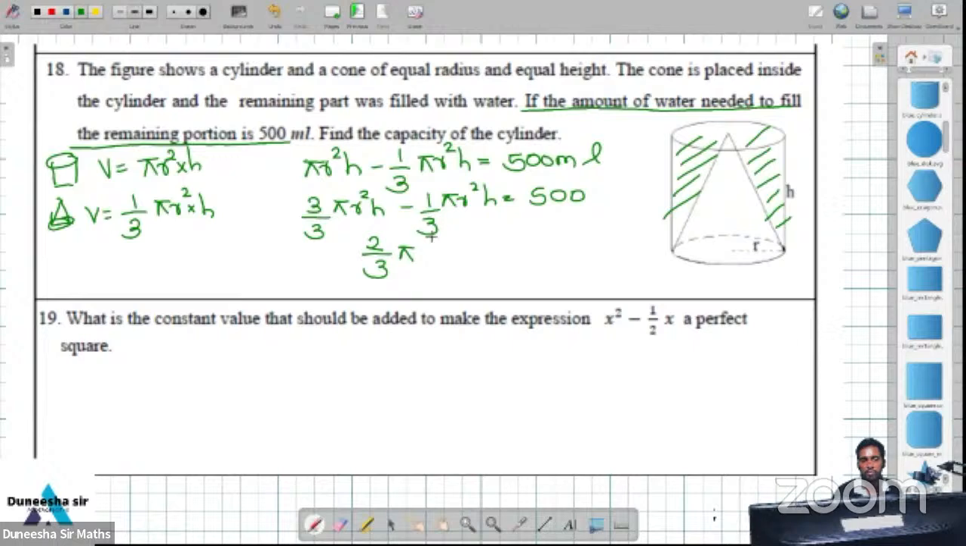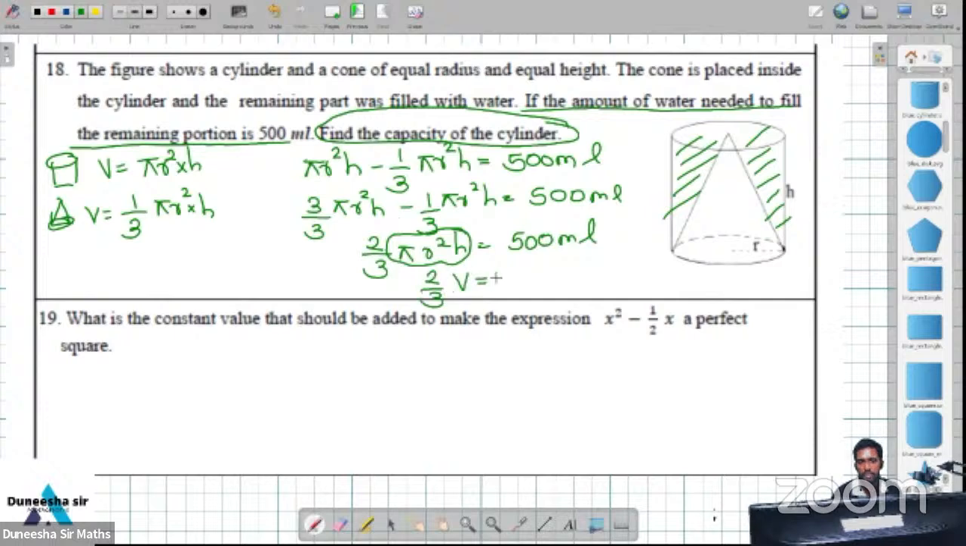අපිට මේක අඩු කරන්න පුළුවන්. 2/3 5r squared h equal to 500 milliliters. Okay, asking the capacity of the cylinder. Cylinder capacity එක මෙන්න මේක නේද? ඔන්න ඕක තමයි cylinder එකේ capacity එක. මම ඒකට දාගන්නවා capital V.